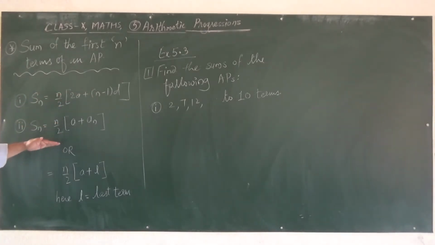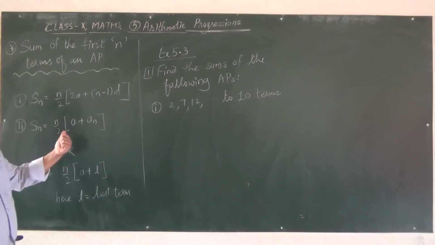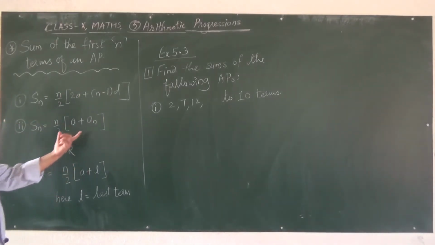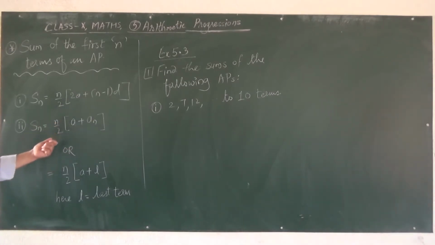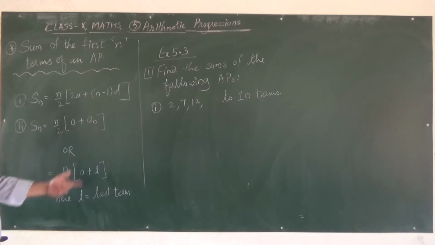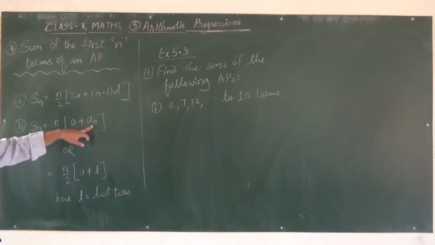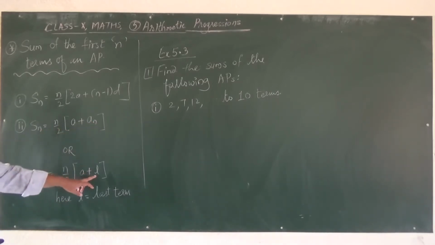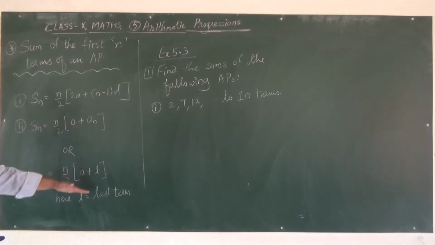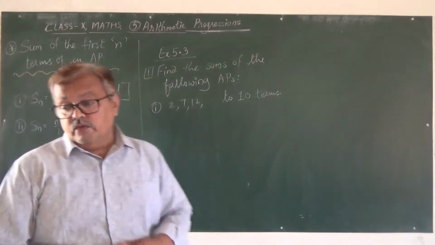There is another formula. If you know the first term and you know the last term of an AP, then you can directly find Sn is equal to n by 2 into a plus an, or the last term is also denoted by small letter l. The same formula, the way of presentation is different, meaning is same. Hope you have understood this.